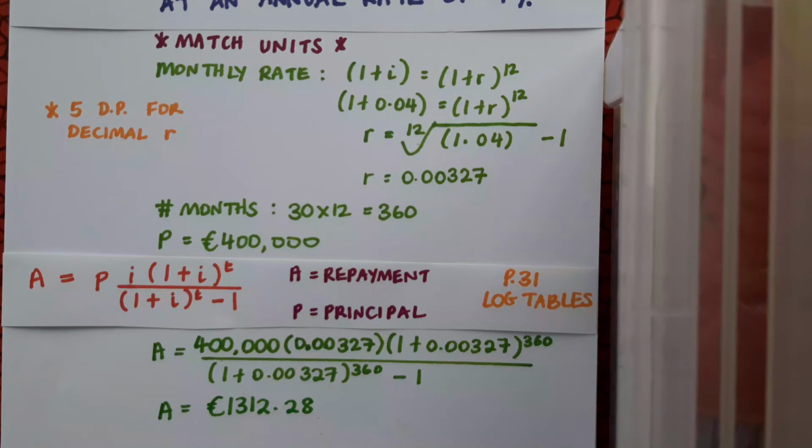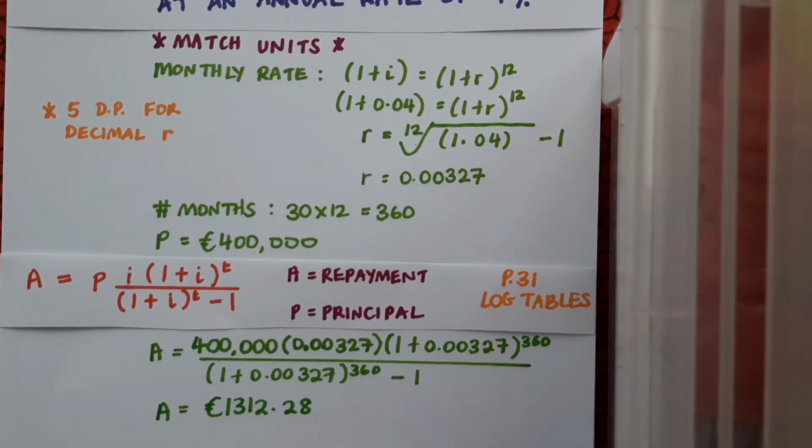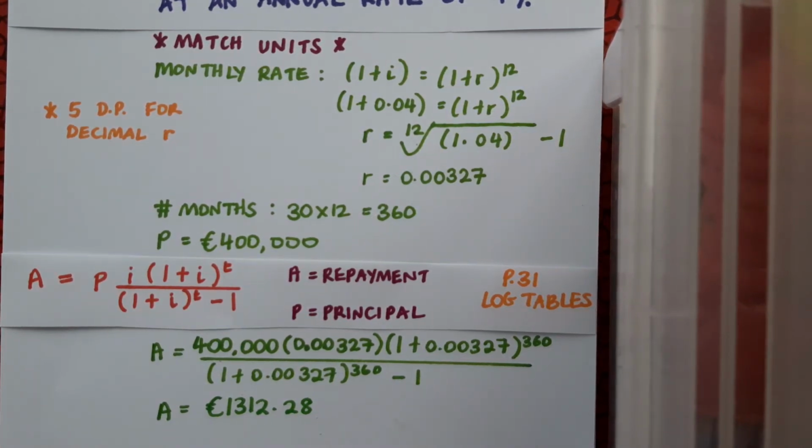€1,312.28. And with these types of questions on mortgage repayments, keep an eye to see, does the final repayment amount look like a reasonable amount? So generally you'll find, and this isn't a hard and fast rule, but generally you'll find that mortgage repayments will be in the low thousands.